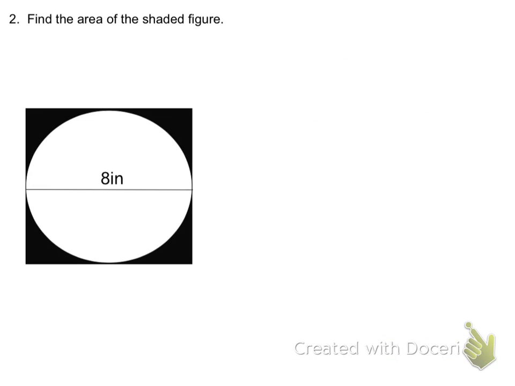Next example, so we got something kind of new. We're going to find the area of the shaded parts, which is the black parts. So if I want to find the area, what I'm really going to do is find two different areas here. I'm going to find the area of the, we'll say, rectangle, and I'm going to find the area of the circle.